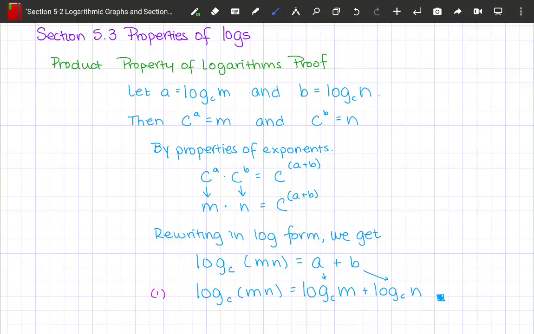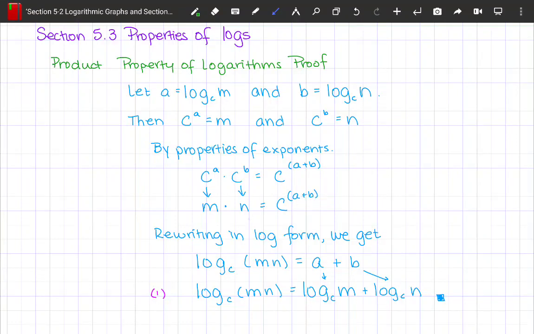So if you start with letting a equal log base c of m and b equal log base c of n, then if you just rewrite using exponents, you know the definition, c to the power of a is m, c to the power of b is n. Now if I multiply these together, c to the a times c to the b, the properties of exponents tell us we can add these exponents together. But remember, we know that c to the a is m and c to the b is n. So now I have this.